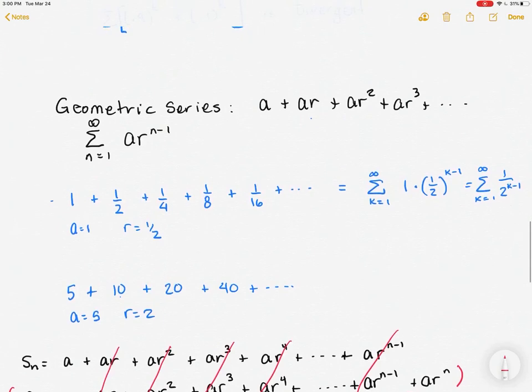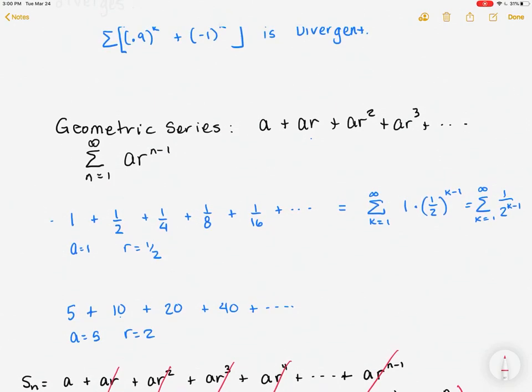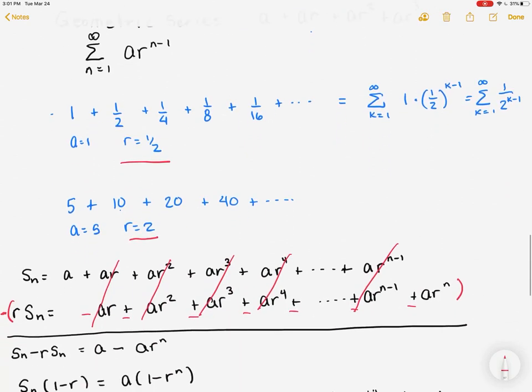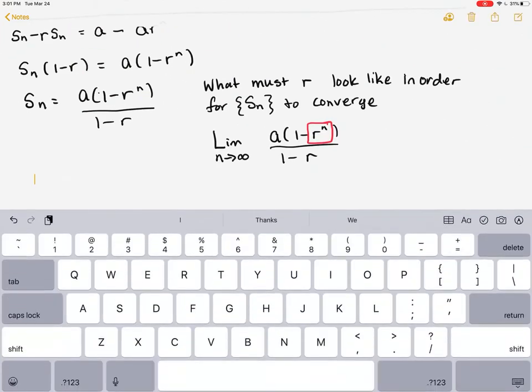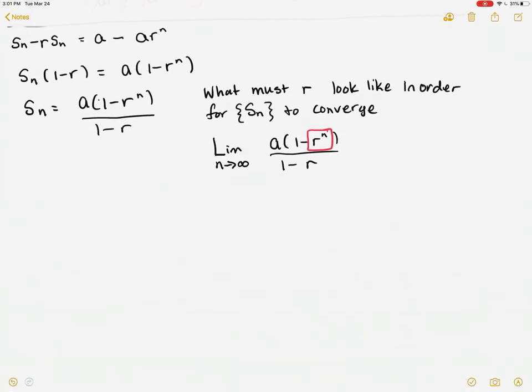R is the multiplier. Go back and look at this example. R was a half. And so if you multiply higher and higher powers of a half together, eventually you're going to be adding 0, a half, a fourth, an eighth, 1/16. That value, r to the n, 1/2 to the n, is going to go to 0. But our multiplier here, in example 2, is 2. That's going to keep growing and growing and growing. So does it make sense that you need this multiplier to be smaller than 1?